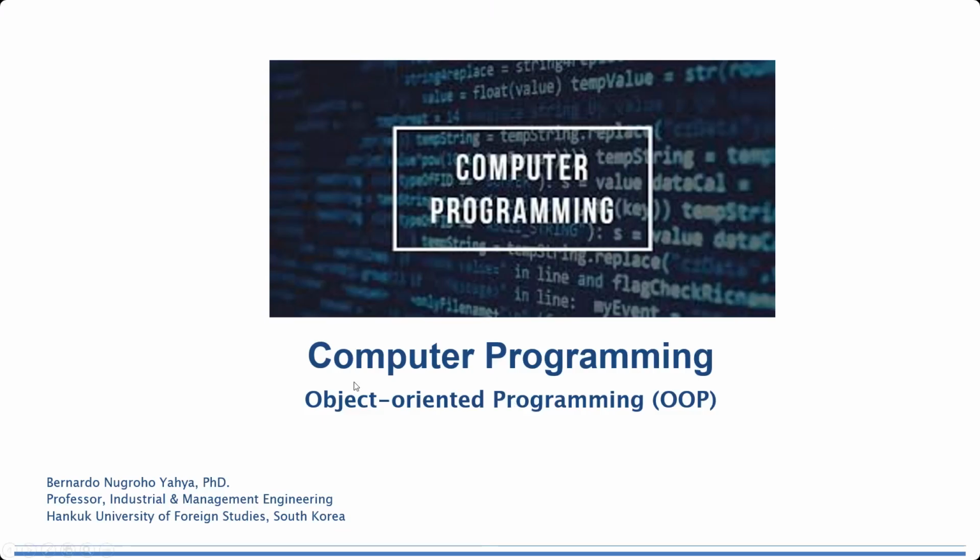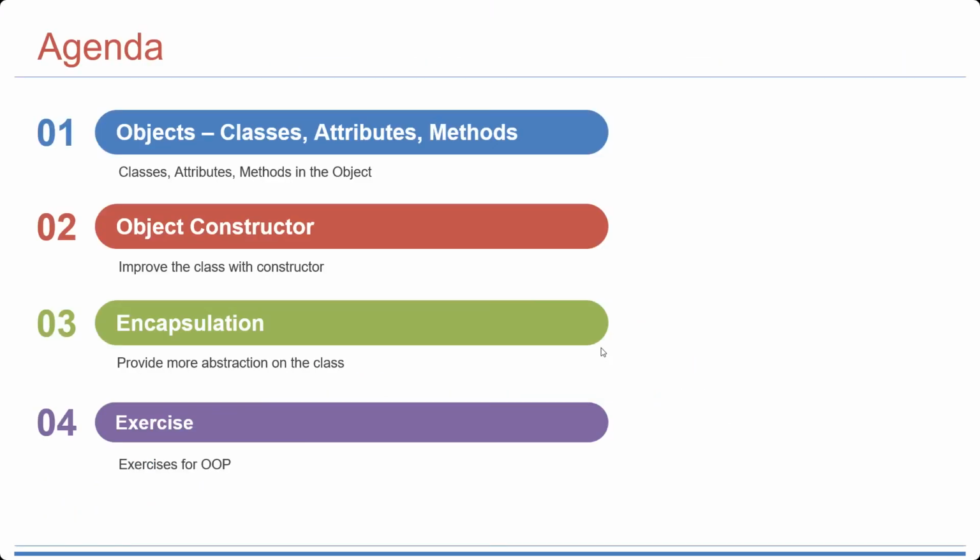Today we are going to learn about object-oriented programming. In many literatures, in many books, they call it OOP, so it means object-oriented programming. We are going to learn three things. If the time is not enough, I will continue next week. But let's see which part I can finish until today.